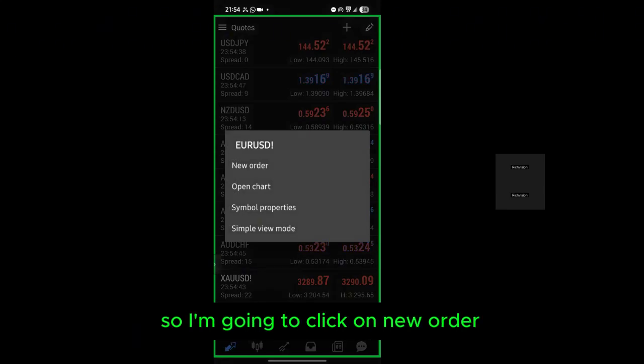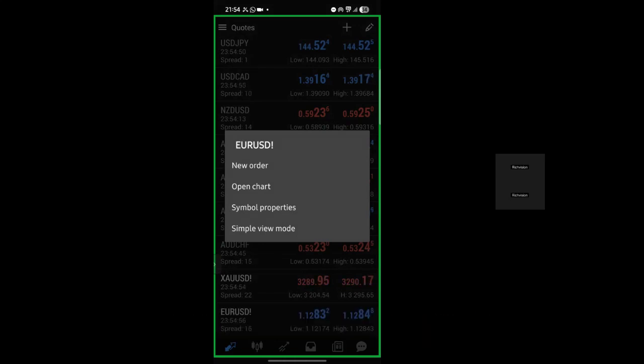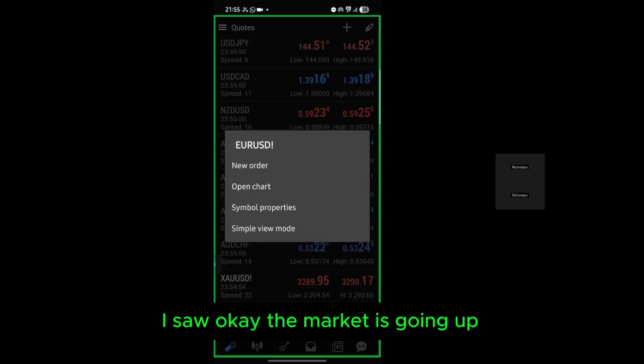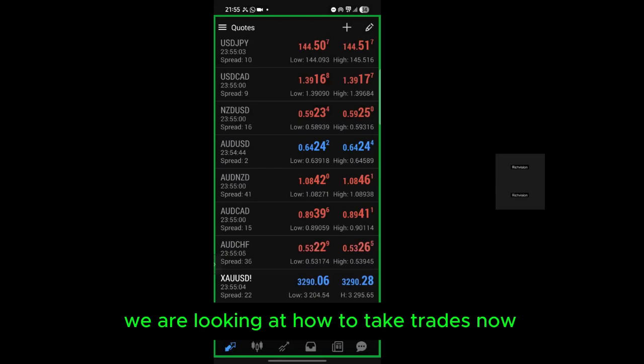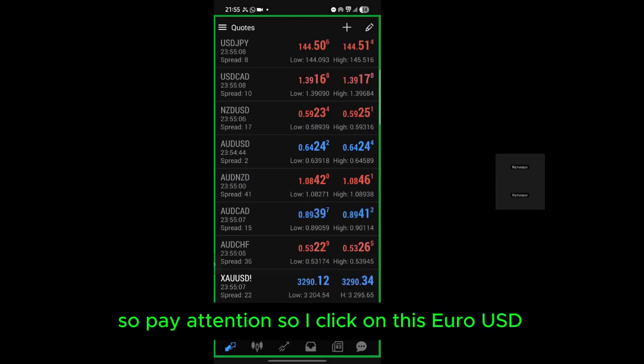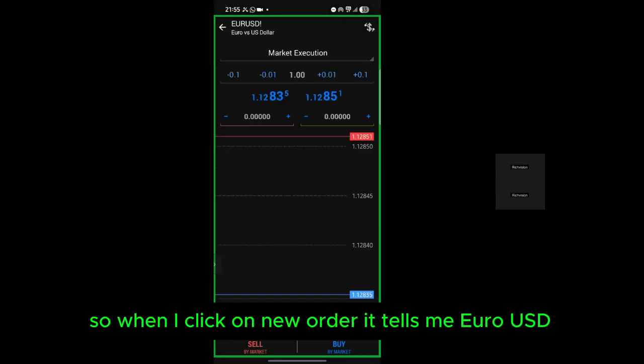So I'm going to click on new order. Maybe I got a signal for me to trade, or I saw from my indicator, the way I'm trading, that the market is going up. I need to buy or I need to sell. We are looking at how to take trades now. So pay attention. I click on this Euro USD, long press on it, and then click on new order. When I click on new order, it tells me Euro USD.